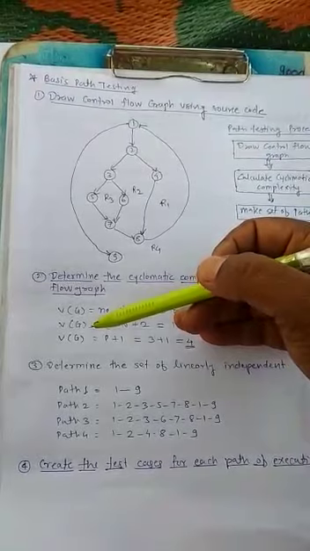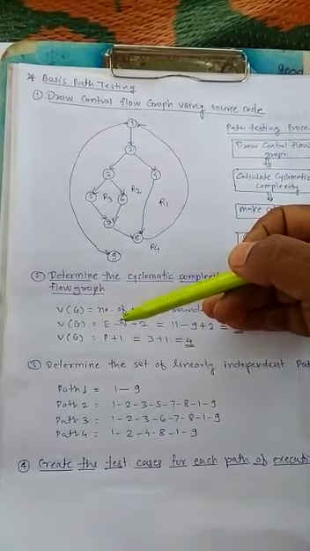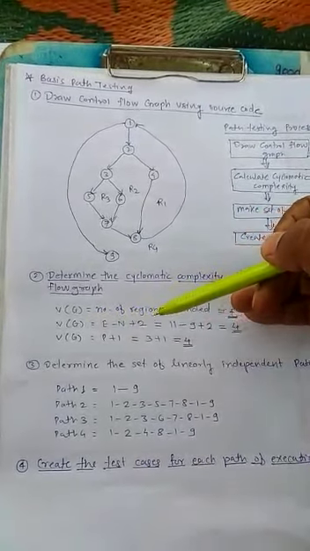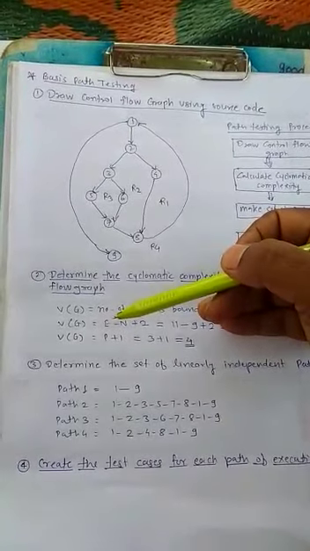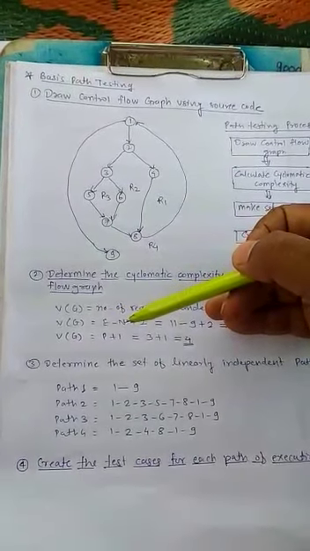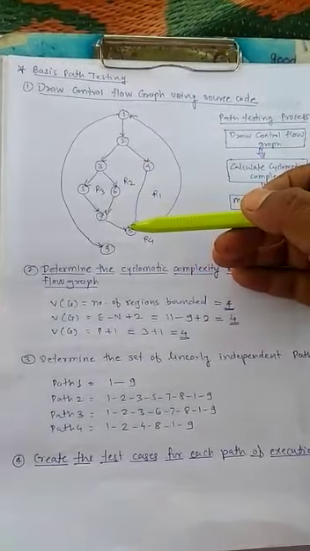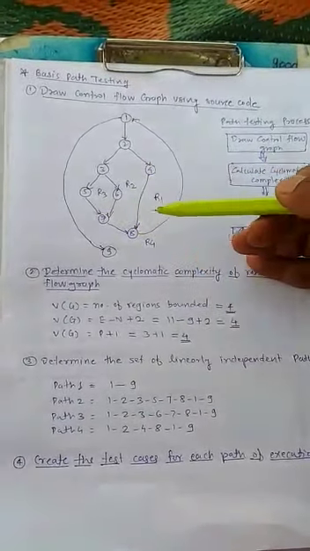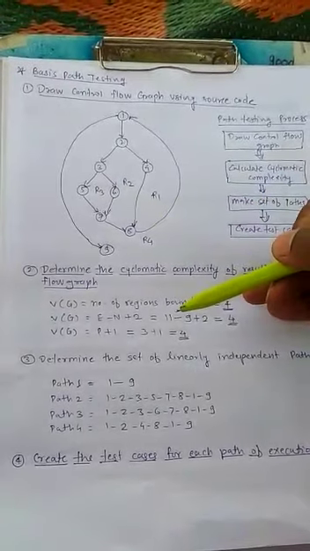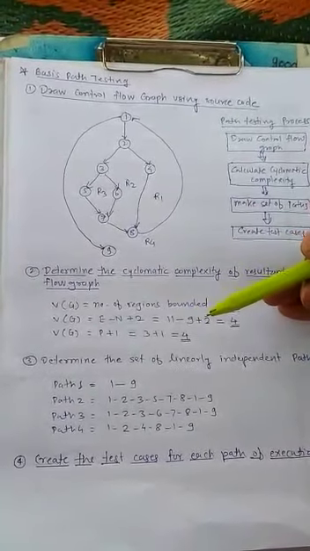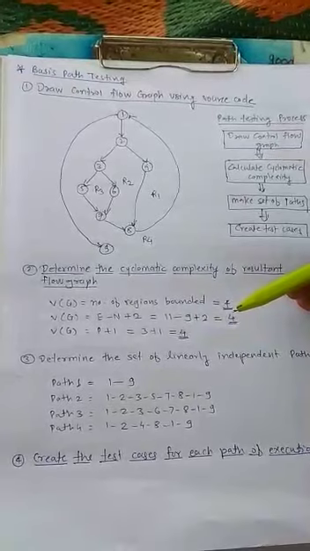Second, it is computed by using the formula E minus N plus 2, where E is the number of edges and N is the number of nodes. There are a total of 9 nodes in the graph, and a total of 11 edges. So the complexity is 11 minus 9 plus 2, which is equal to 4.